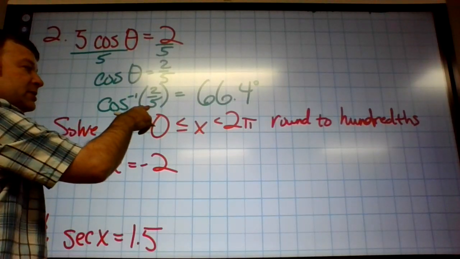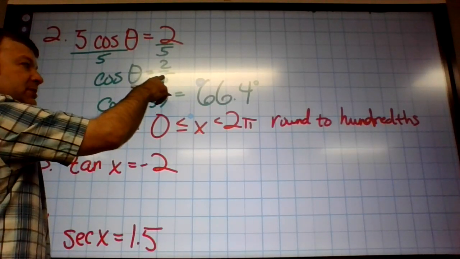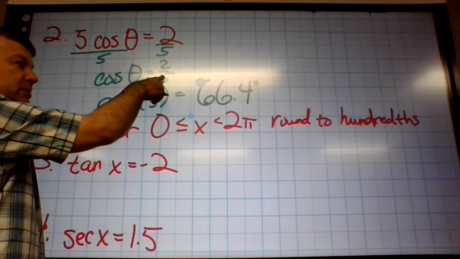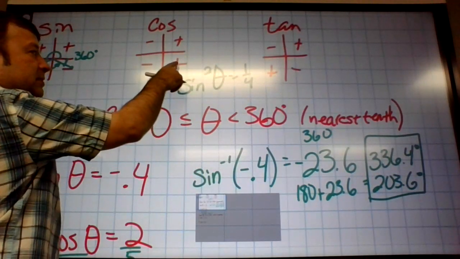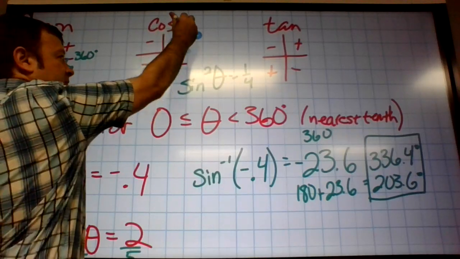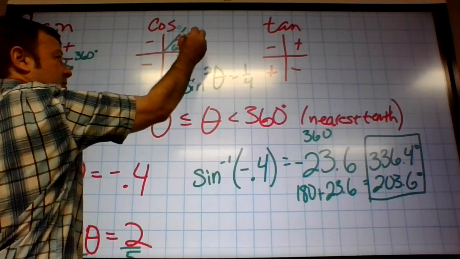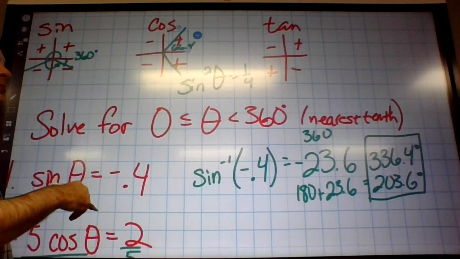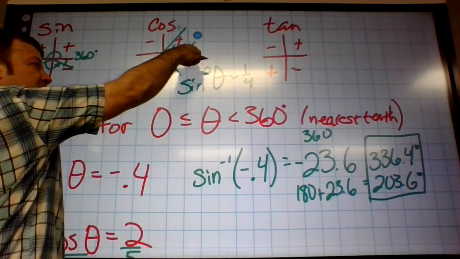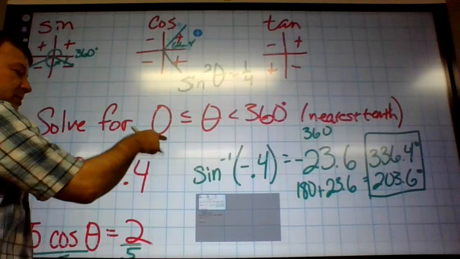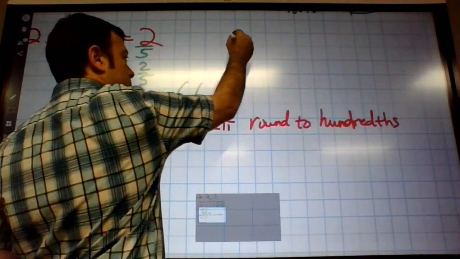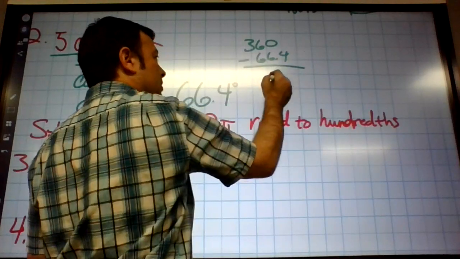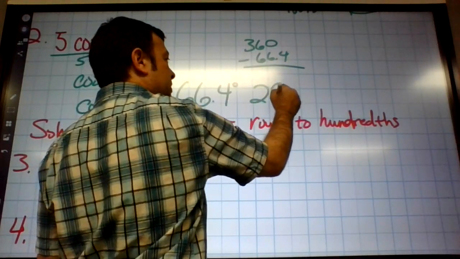What other quadrant is cosine equal to something positive? Third. Right, sorry, fourth. Fourth. So we've got this first quadrant angle of 66.4, and we need the fourth quadrant where cosine is also positive. So we're going to do 360 minus 66.4, which would be 293.6.